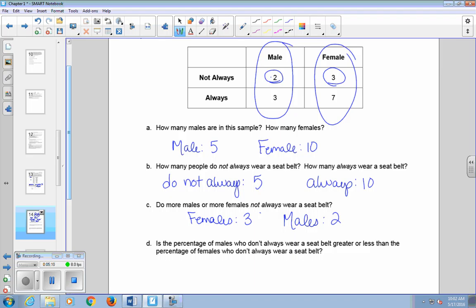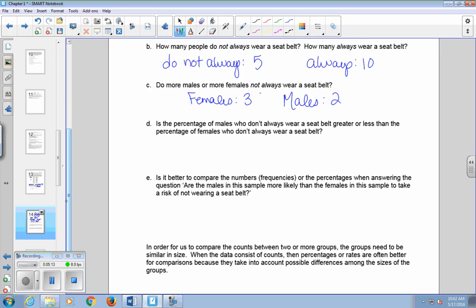Now let's look at question D. Is the percentage of males who don't always wear a seatbelt greater or less than the percentage of females who don't always wear a seatbelt? So the question is asking us to calculate a percentage of males. That's telling me what my denominator is going to be for my fraction. So we're looking at males. The total number of males is 5. And we want to know what percent don't always wear a seatbelt, which we said is 2. So this is equal to 40%.